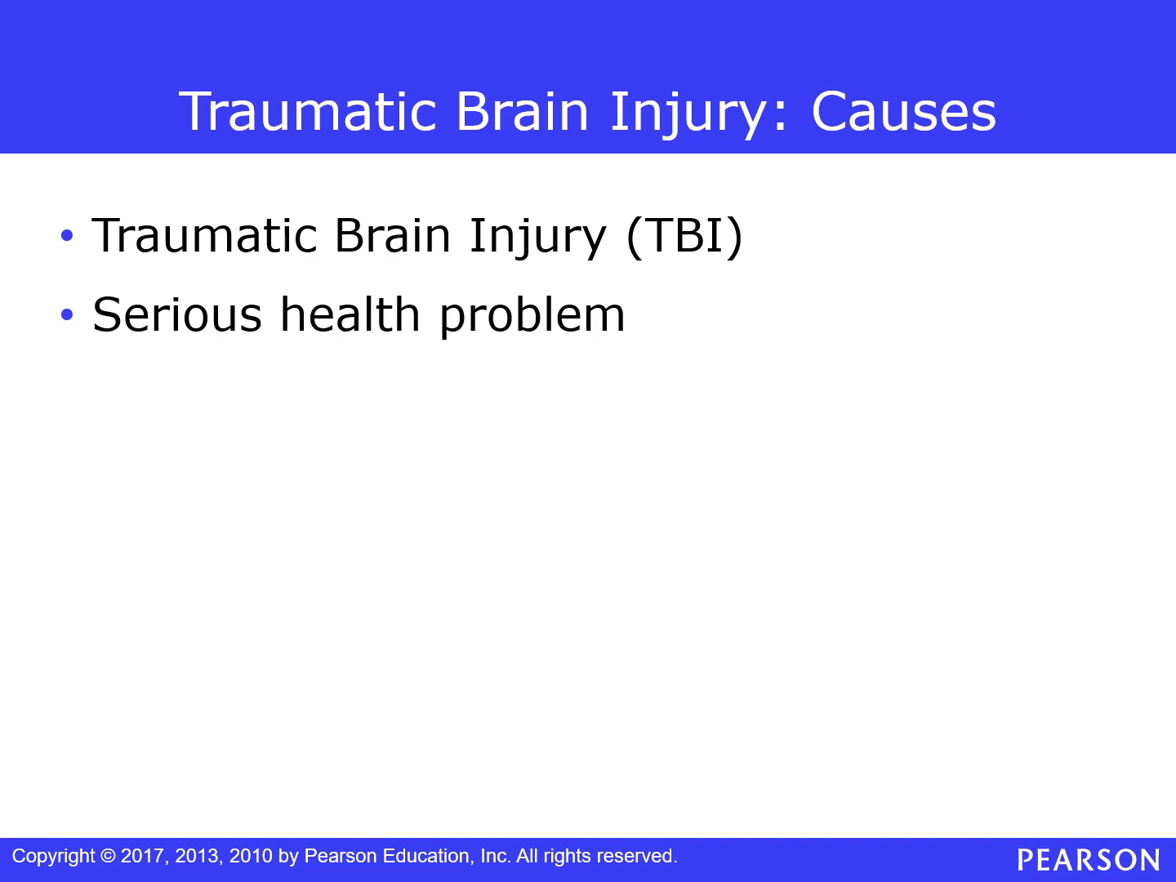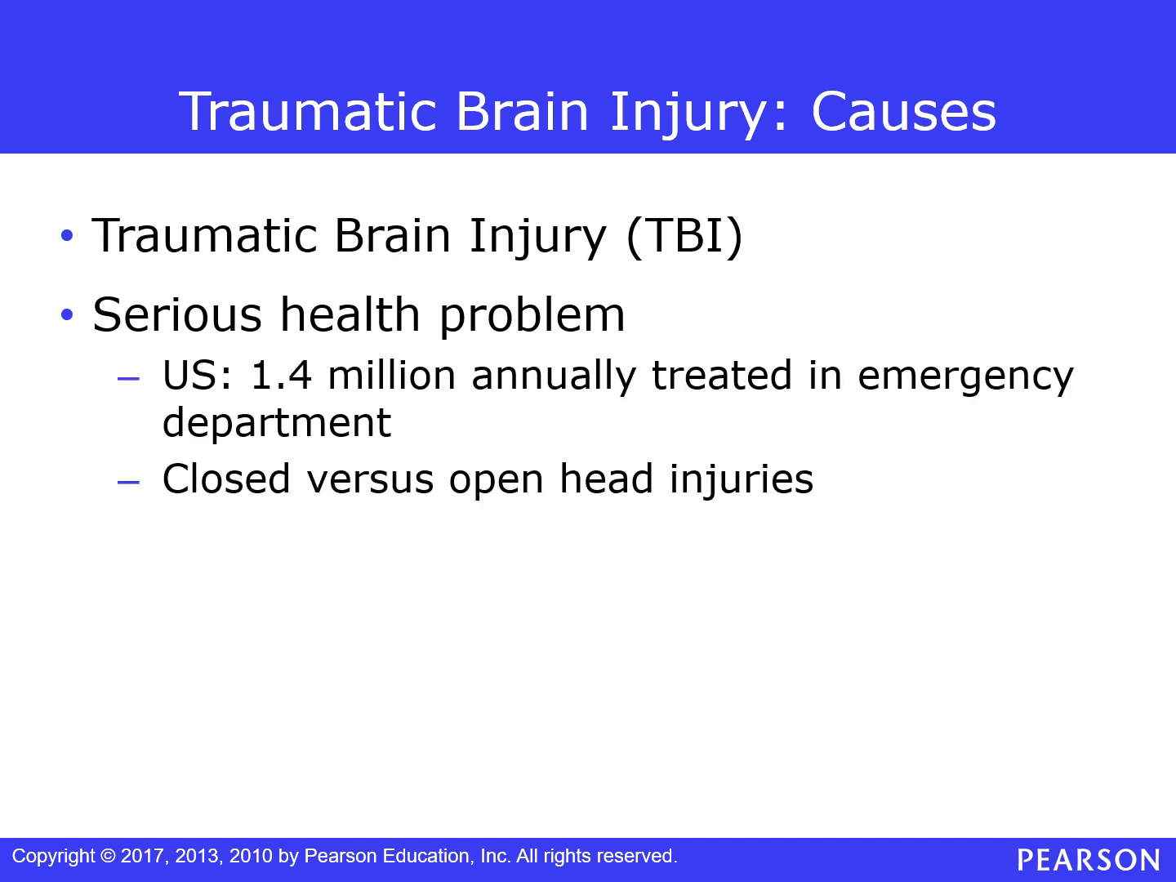Next, we look at TBIs, or traumatic brain injuries. We consider this in our country right now to be quite a serious health problem. Your book cites about 1.4 million annually treated in the emergency room. So that's a lot of TBIs. There are two different types of TBIs. We have closed versus open.